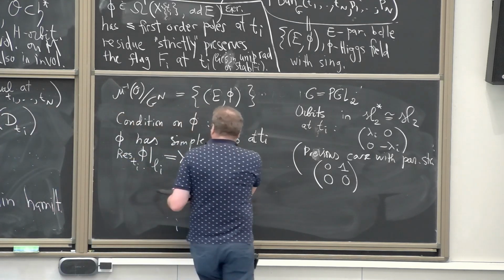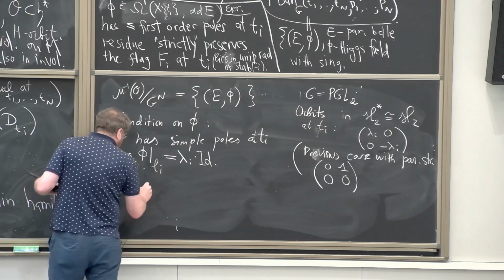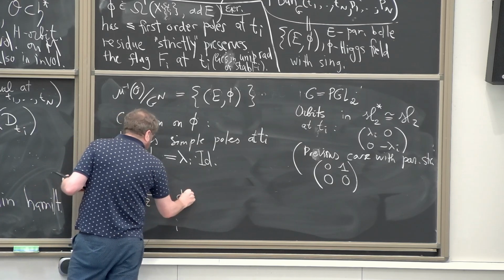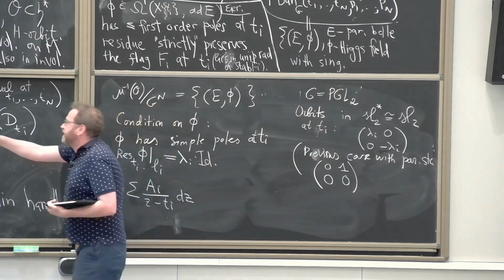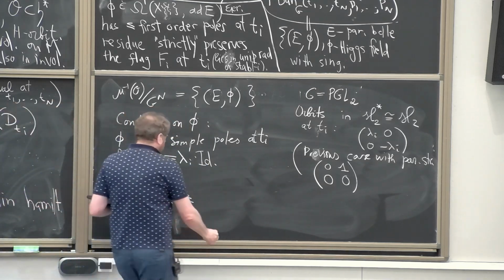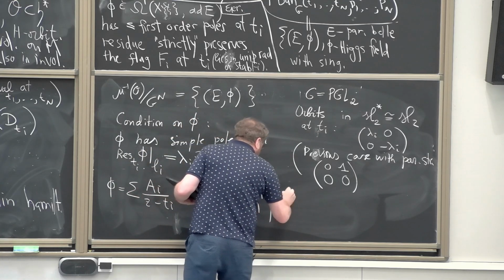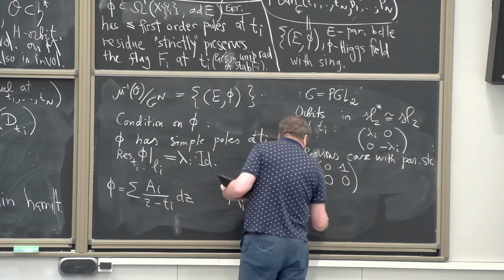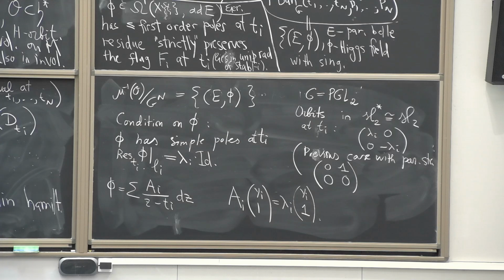Okay, so we've got this condition. Again, phi is going to be the sum of A_i over z minus t_i dz. But now the equations will change. So instead of the equations over there, we're going to get that A_i times y_i1 is not 0, but lambda_i times y_i1. So let's compute what happens in that case.